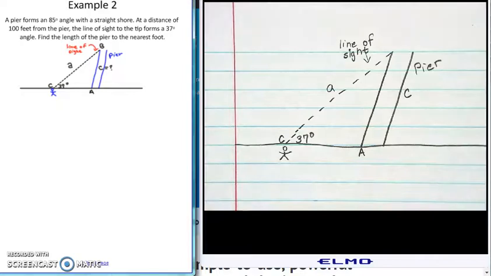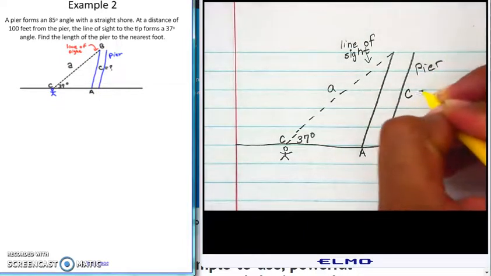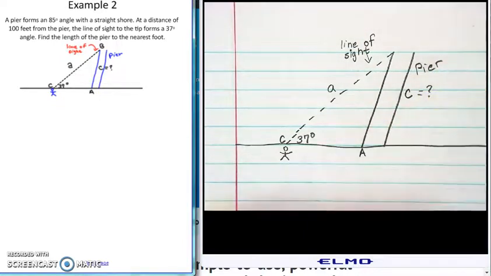And so they want you to find the length of the pier, to the nearest foot. So here, what are we trying to find? If you looked at the picture already, and you already drew it out, we're looking for the pier. So that's what we're trying to find. It's C, side C. Not an angle or anything of that sort. We're trying to find side C.